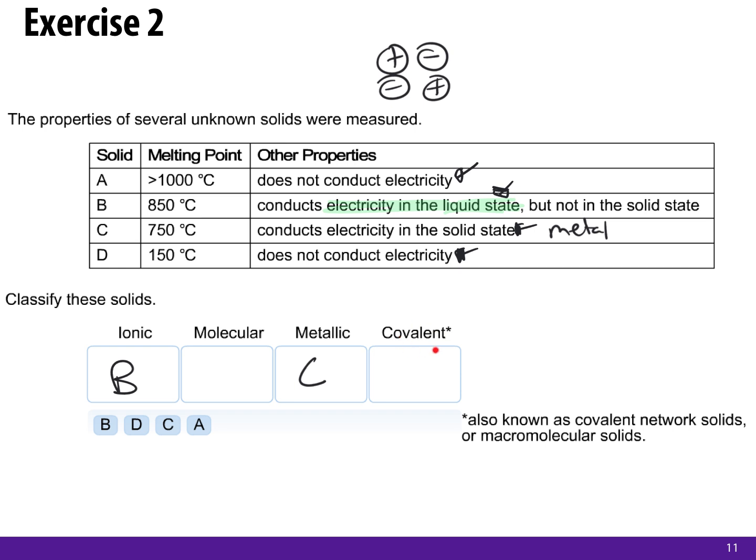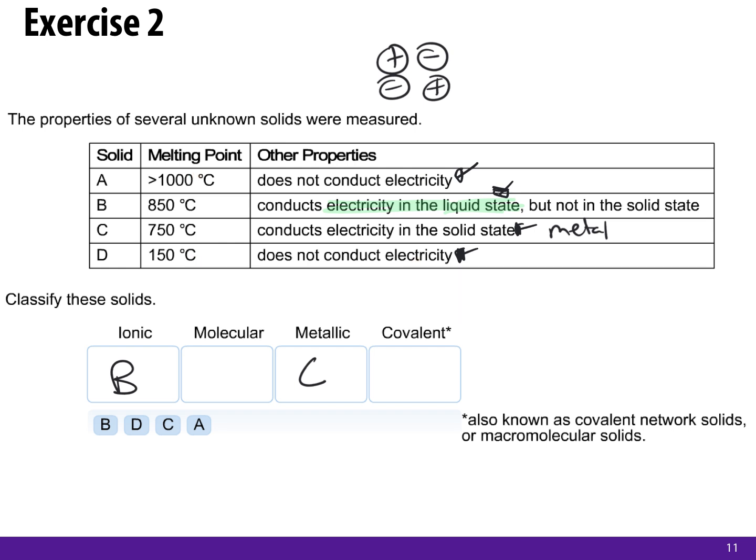Some covalent network substances are conductive, but it's pretty rare. So C definitely fits the bill there. Notice that both of these have pretty high melting points. That's typical. Ionic compounds do typically have pretty high melting points. Now, A and D here have to be molecular or covalent. They both don't conduct electricity, so the key difference is the melting points.